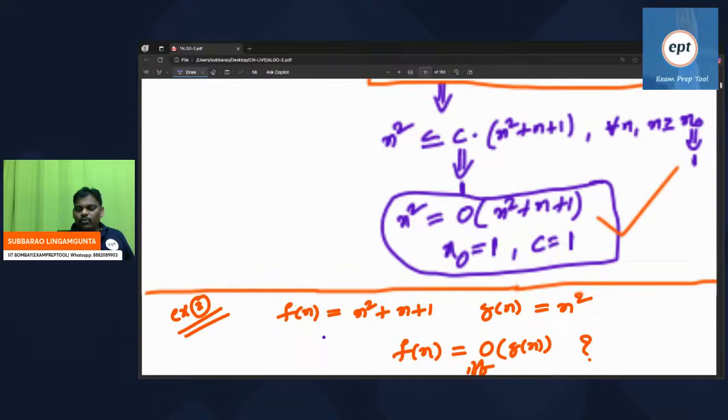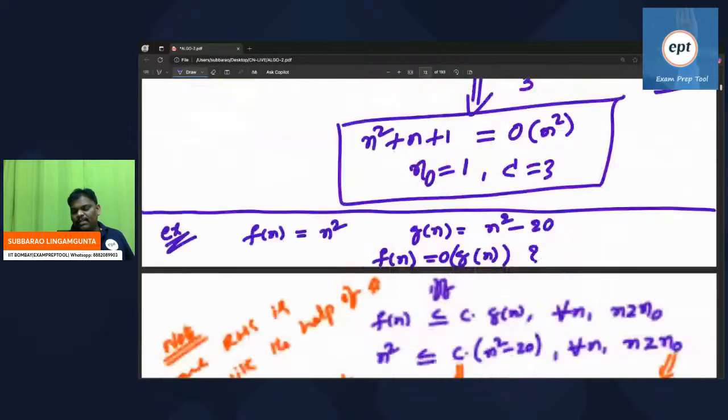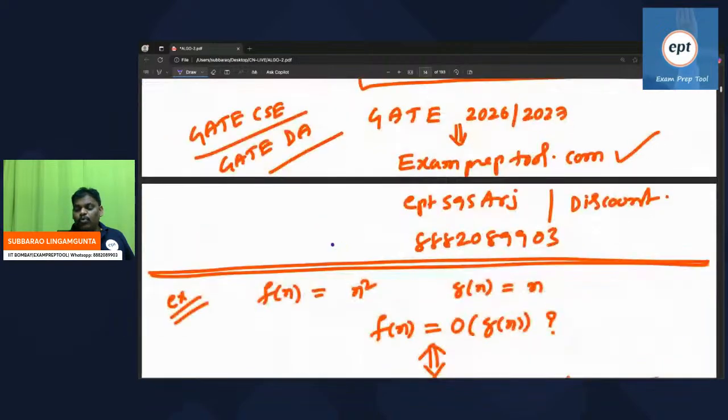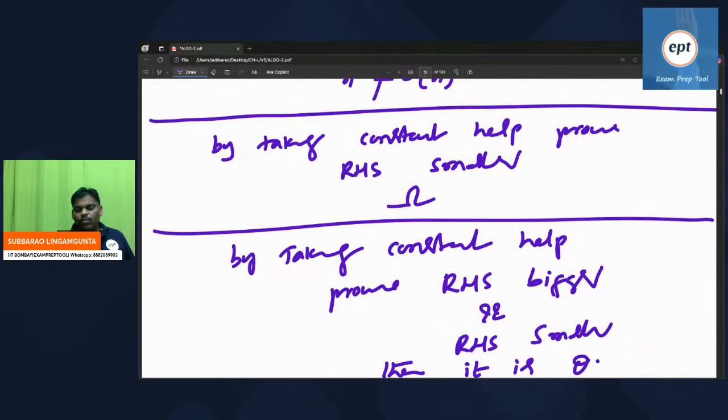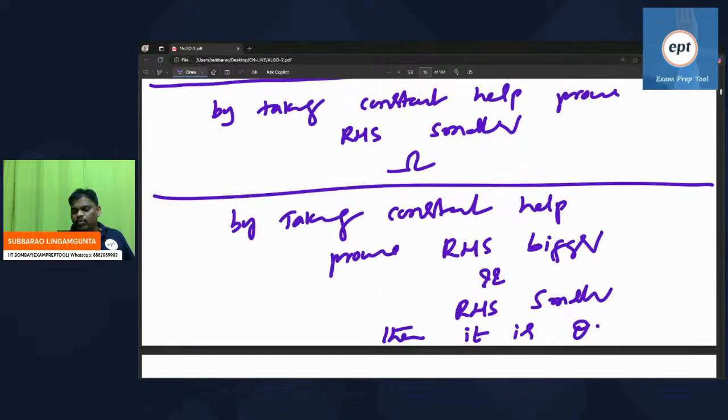Right. So from the next class onwards, I will start from Omega onwards on the EPT platform. I have done the big O; in tomorrow's class, I will cover Omega and theta.